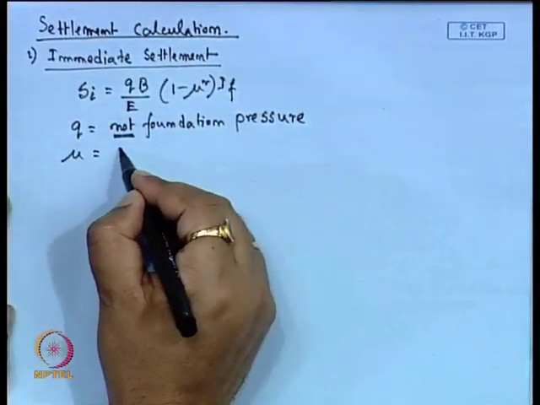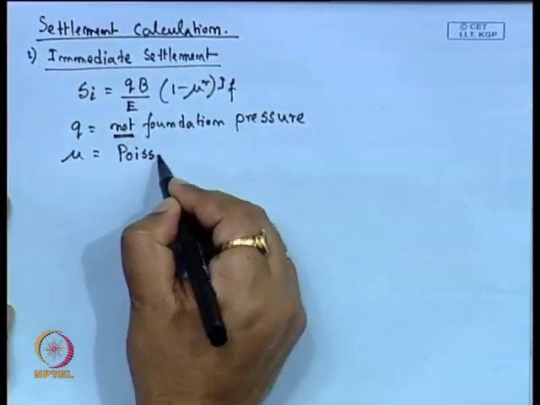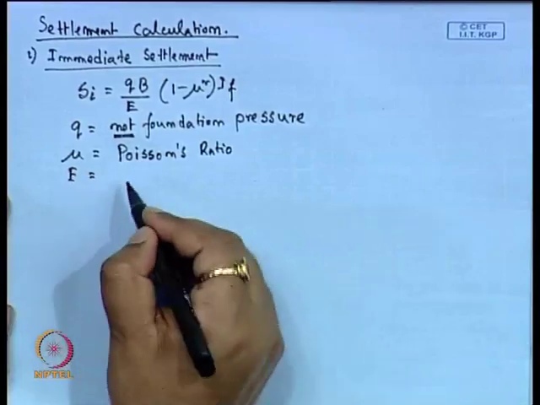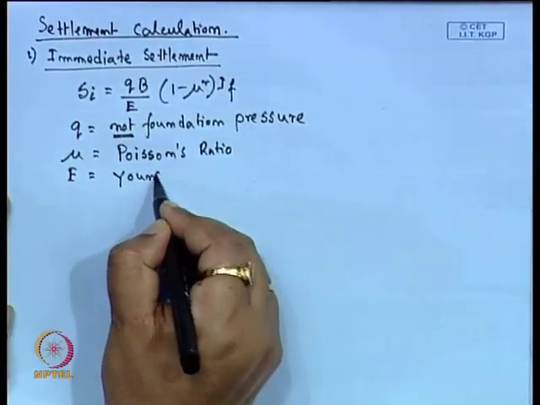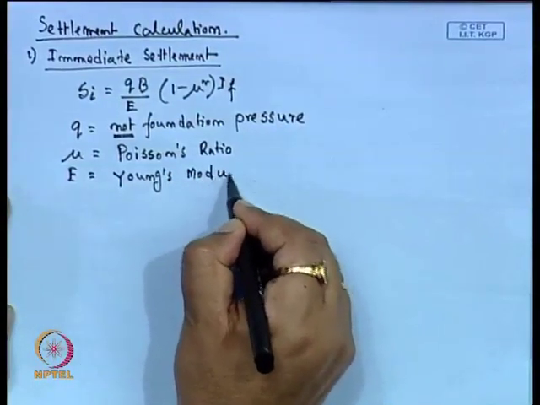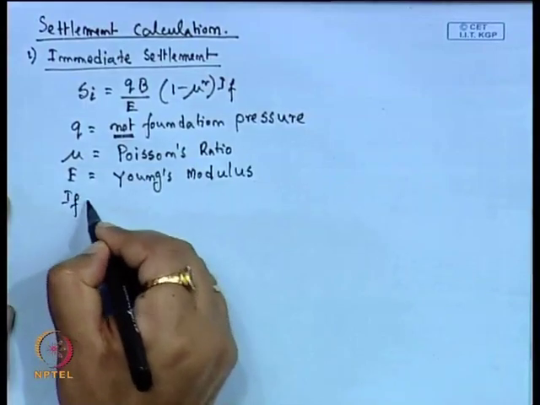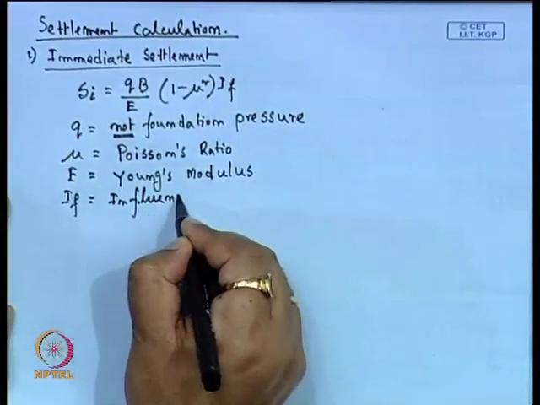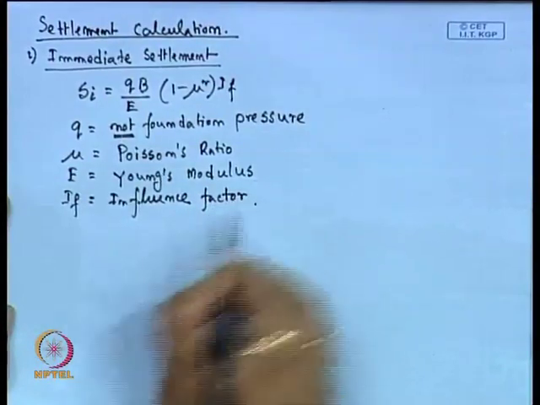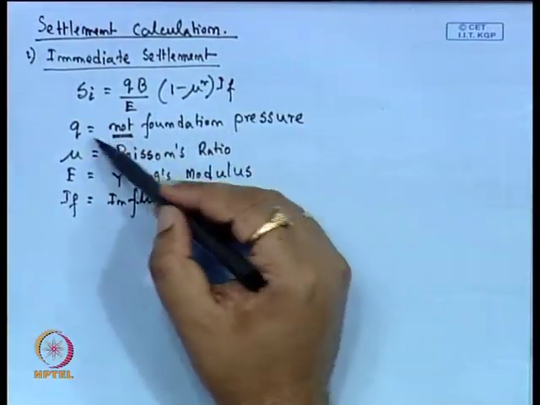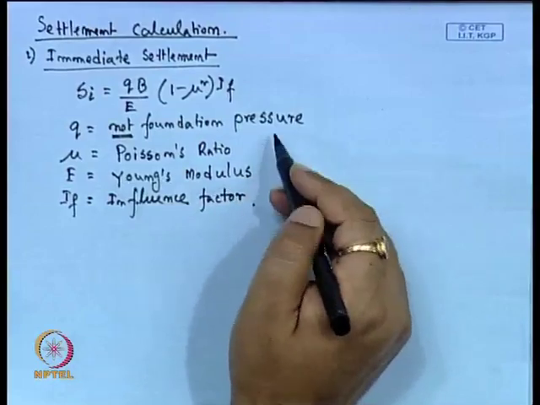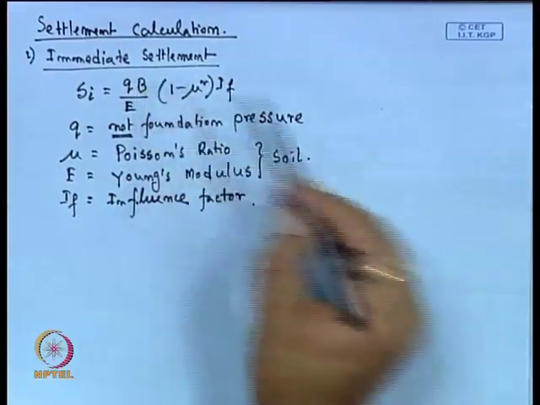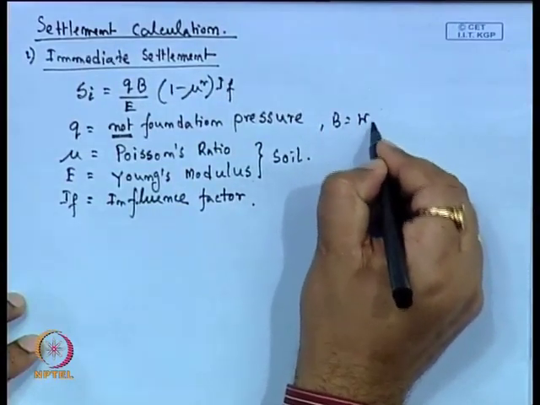Next, μ is equal to the Poisson's ratio of the soil. E is equal to the Young's modulus of the soil, and IF is equal to the influence factor. So, q is the net foundation pressure, μ is the Poisson's ratio, and E is the Young's modulus of the soil. These are the soil properties, and this is the foundation pressure. And B is the width of the foundation.